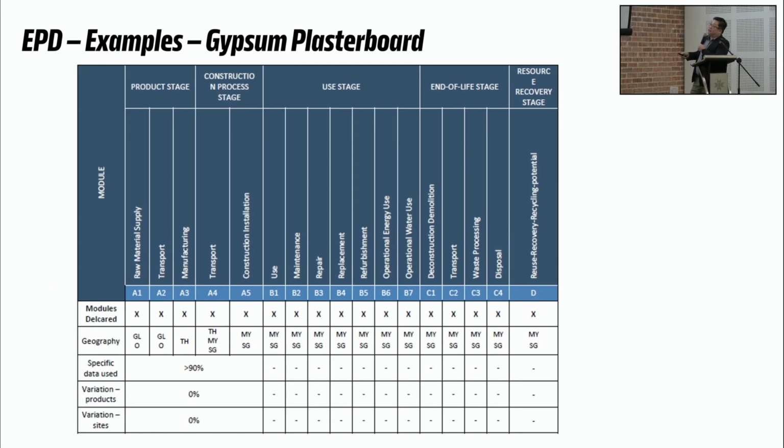It says here that it is a cradle-to-grave assessment, so it goes through the entire process, A, B, C, D, right? Now, from the raw material and transportation to the plant, global. The material comes from everywhere across the world. It is produced in Thailand, manufacturing in Thailand. Transport goes through Thailand, Malaysia, and Singapore, and the product is supplied and adopted in Malaysia and Singapore.